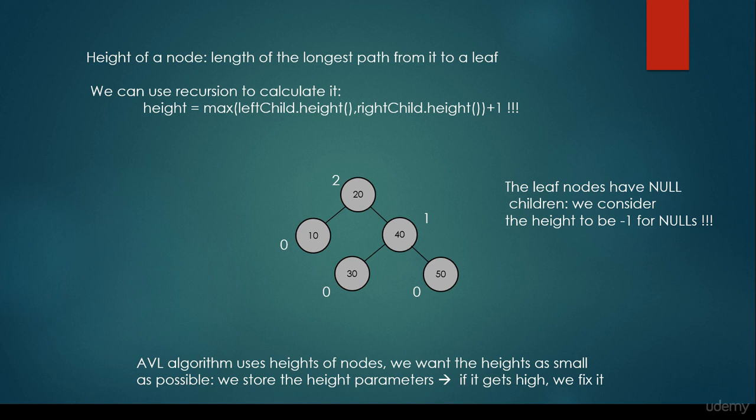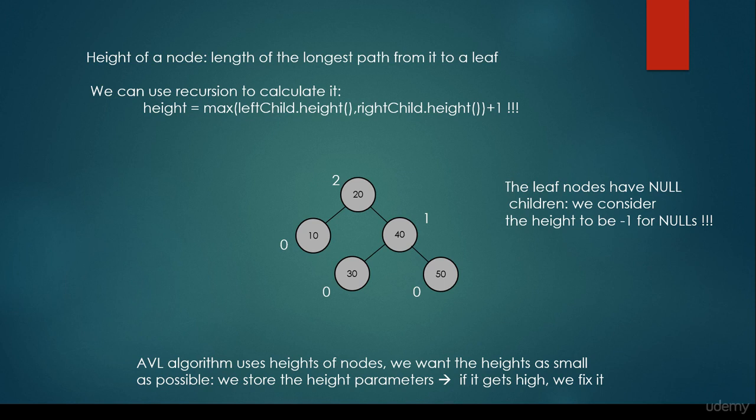Okay. So the AVL algorithm uses the height of the nodes, and we want the height to be as small as possible. Why is it good? Because if the height parameter is as small as possible for all the vertices, it means that the binary tree is going to be balanced. If the binary tree is balanced, the logarithmic running time is going to be preserved and it's going to be very fast.